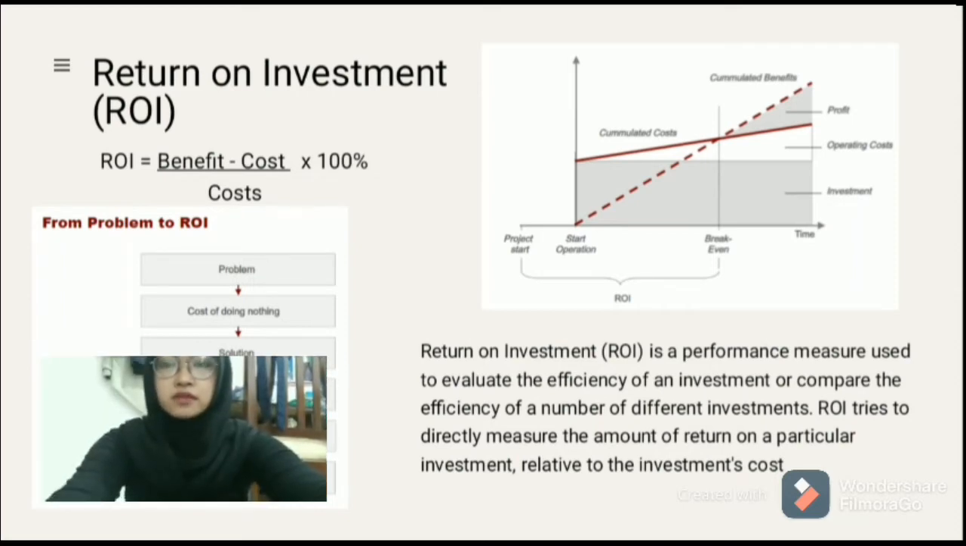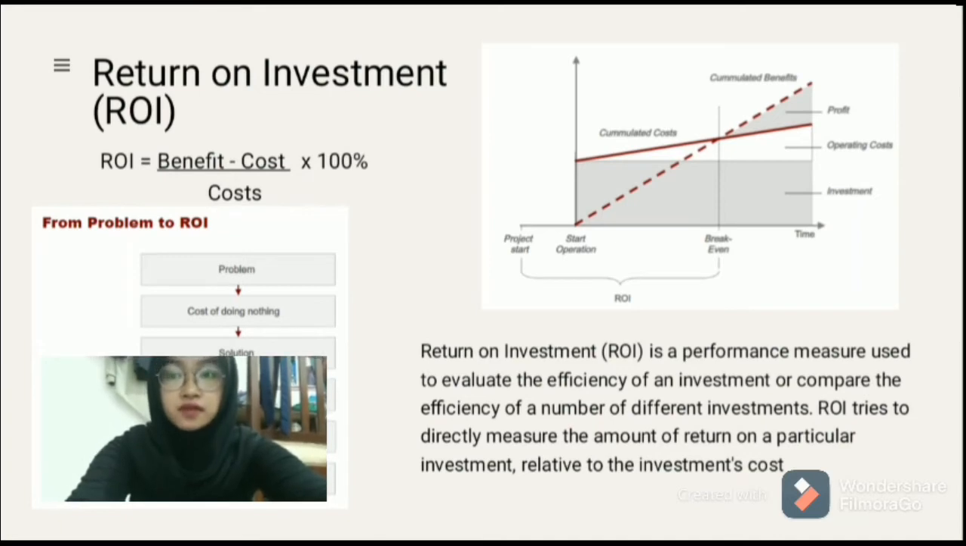So before we calculate the ROI, we need to do some steps. The first one is we need to identify the problem and what problem we want to solve with the employees. And the next one, we need to calculate the cost of doing nothing. It means the cost that we get from the problem that just happened. And the next one, we need to find the right solution to the problem.